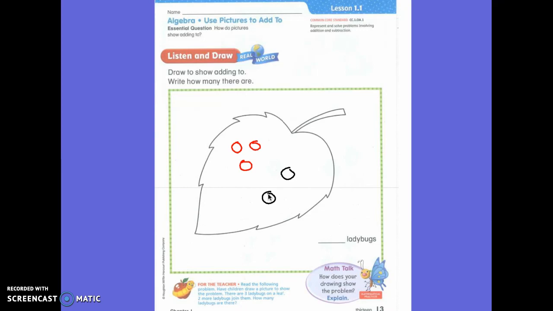How many ladybugs are on the leaf at the beginning of the problem? Good job. There are 3 ladybugs on the leaf at the beginning of the problem. Make sure that you have 3 ladybugs on your leaf. How many more ladybugs joined them? You're right. Make sure that you have added 2 more ladybugs. So now, how many ladybugs are on the leaf?